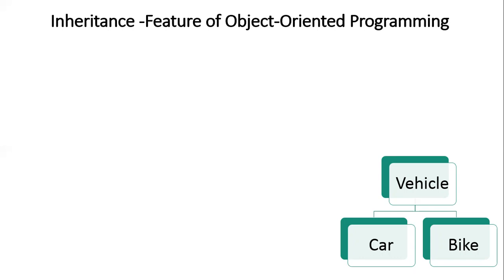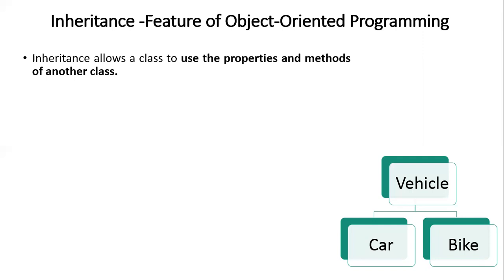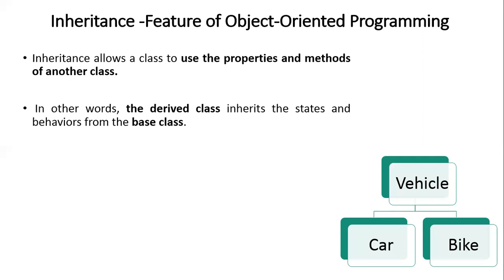So we inherit our characteristics from our parents and also we have our own specific characteristics. So here we can say that we are derived from our parents and they are derived from our grandparents and so on. Similarly, in Java, it allows to inherit or use the properties and methods of one class into another class. In other words, we can say derived class inherits states and behavior from base class.